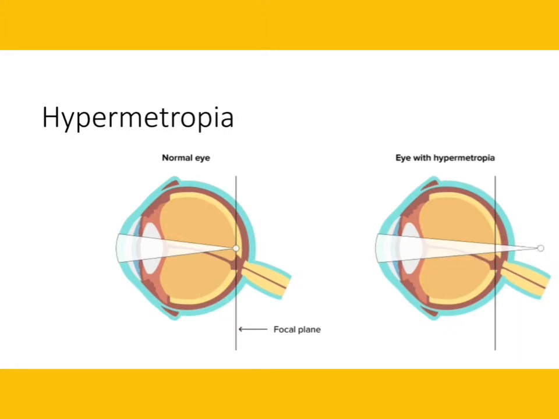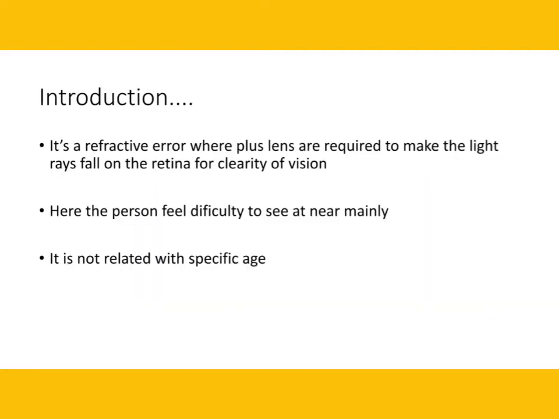From this video you will learn what hypermetropia is, what the causes of hypermetropia are, what the optics of hypermetropia is, what the signs and symptoms of hypermetropia are, and how we can manage it. Okay, so let's start. Hypermetropia is that type of refractive error where the parallel rays of light coming from infinity are getting focused behind the retina.